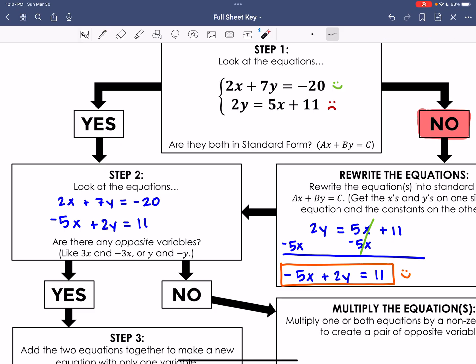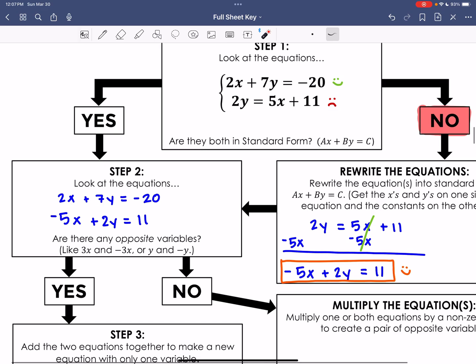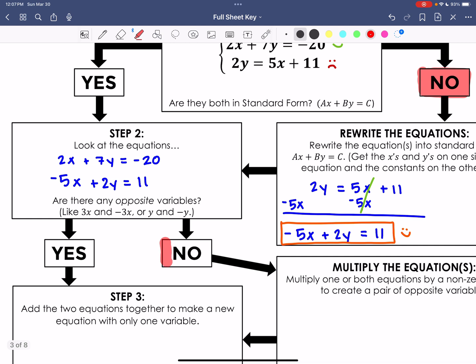And we're just checking, are there any opposite variables? So we have +2x and -5x. Not opposites. And then we have +7y and +2y, definitely not opposites, right? They're not even opposite signs. So once again, down the no path.